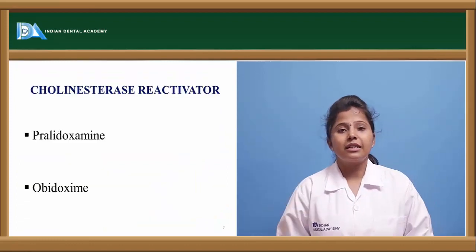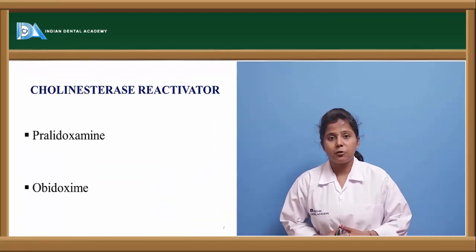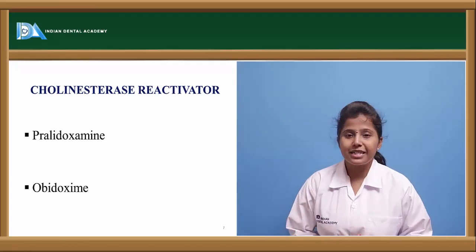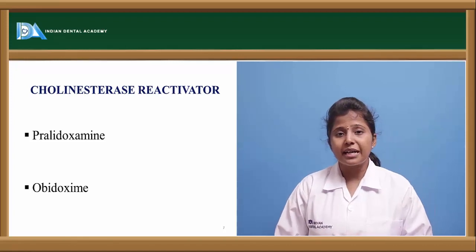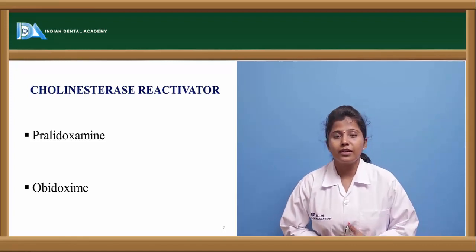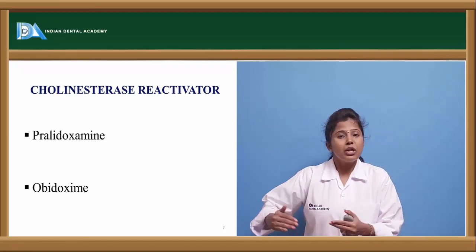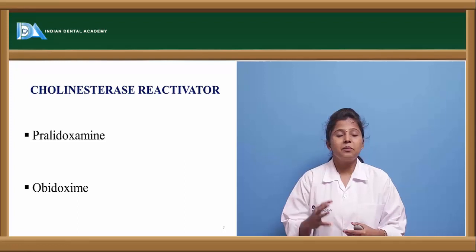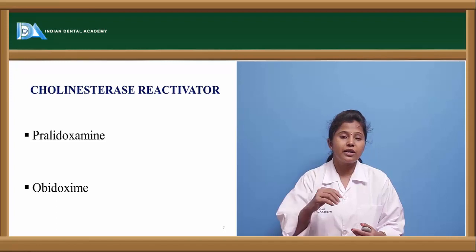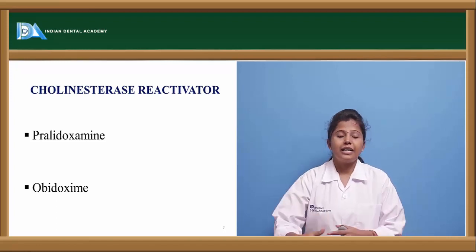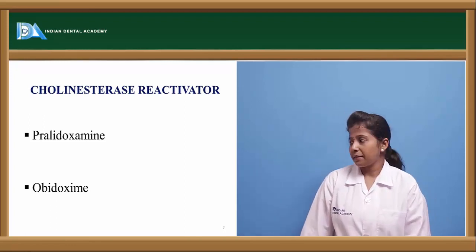There are other drugs apart from these anti-muscarinic and anti-nicotinic drugs, like cholinesterase reactivators. Acetylcholinesterase is a very important enzyme involved in the metabolism of acetylcholine. So what do cholinesterase reactivators do? They metabolize the acetylcholine and thereby prevent its release, or else its reuptake, whereby the acetylcholine release is inhibited. The drugs under this category are pralidoxime and obidoxime.